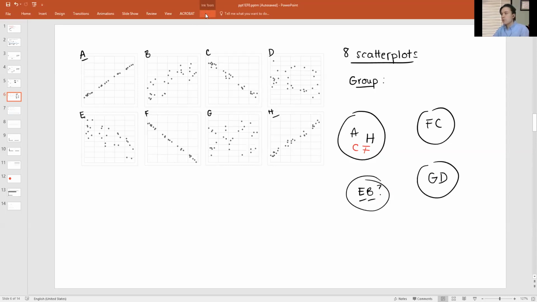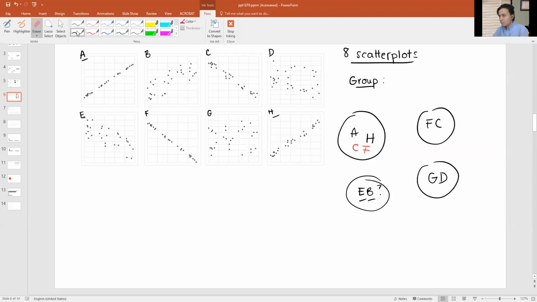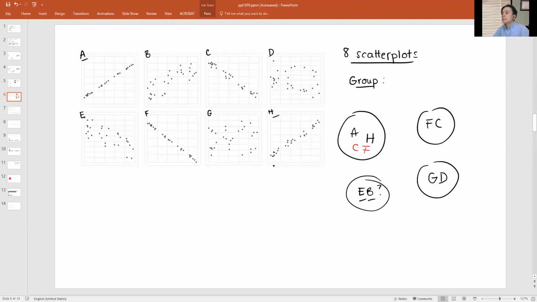Okay, seeing no volunteers, I think this is good. So that means that you're looking at two important things in each one of the scatter plots. You're looking at how strong the association is, and you're looking at what the direction of the association is going to be.